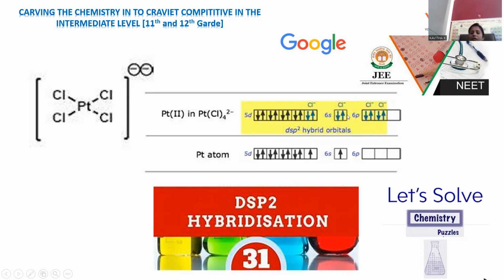One d orbital, one s orbital, and two p orbitals got mixed up in dsp2 hybridization, which gives square planar geometry. It is also not accounted for by sp3 hybridization.